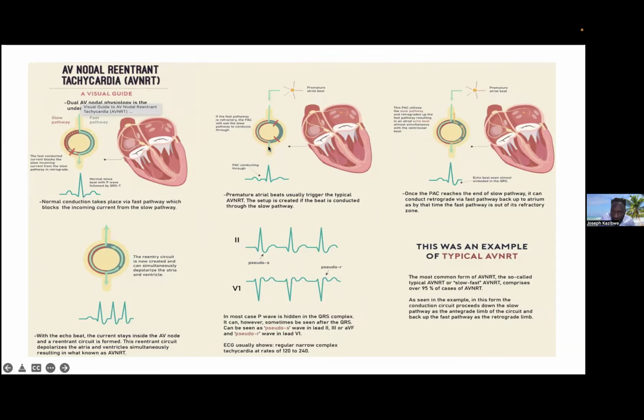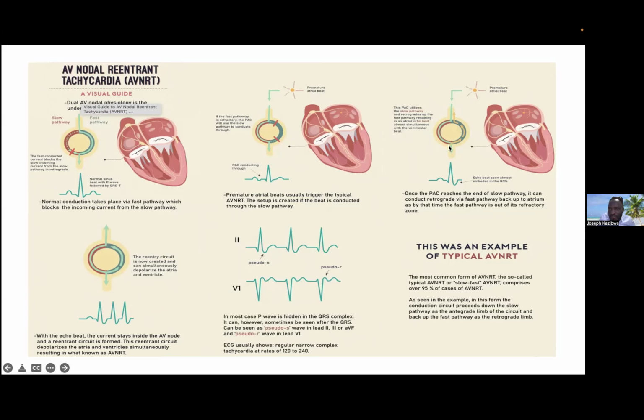If it comes down the slow pathway and the fast pathway is still refractory, it cannot go back. So we have a PAC conducted just like that. But if it is timed in such a way that by the time it comes to the ventricles, the fast pathway is out of its refractory period and is now able to conduct, then we can have it propagating backwards.